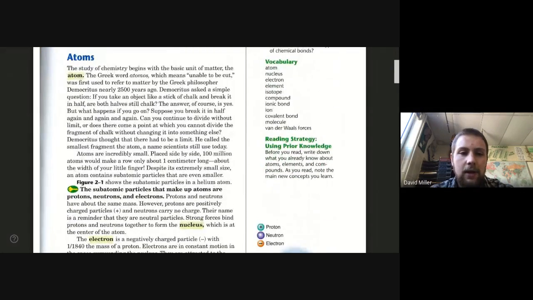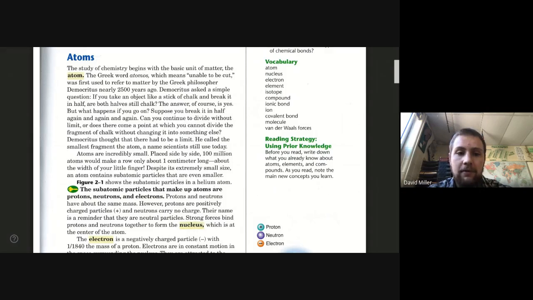Atoms. The study of chemistry begins with the basic unit of matter, the atom. The Greek word atomos, which means unable to be cut, was first used to refer to matter by the Greek philosopher Democritus nearly 2,500 years ago. Democritus asked a simple question. If you take an object like a stick of chalk and break it in half, are both halves still chalk? The answer, of course, is yes.